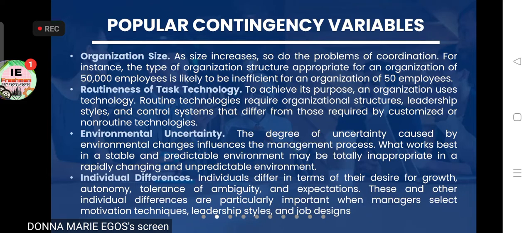And lastly, individual differences. Individuals differ in terms of their desire for growth, autonomy, tolerance of ambiguity, and expectations. These and other individual differences are particularly important when managers select motivation techniques, leadership styles, and job designs.